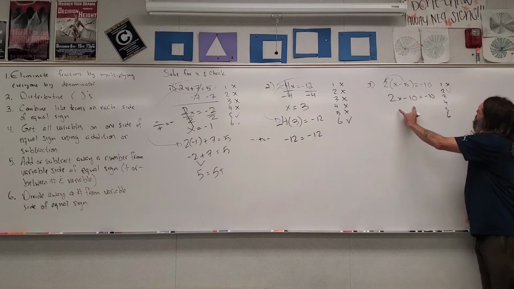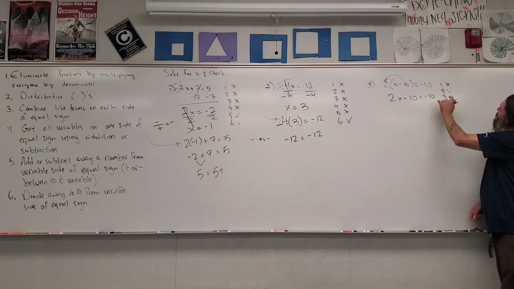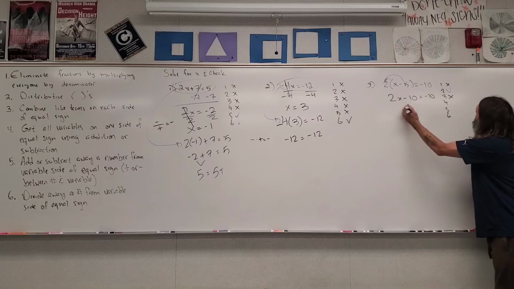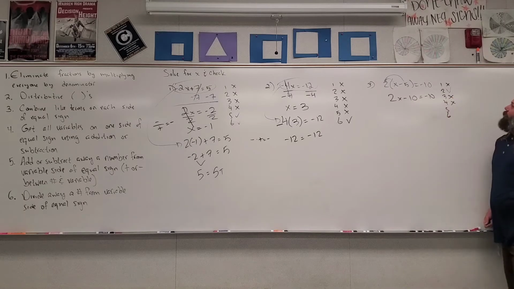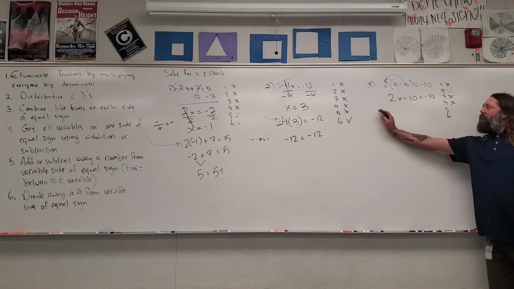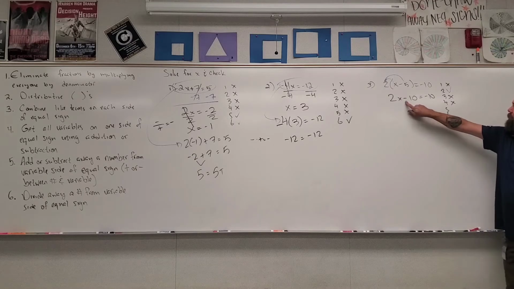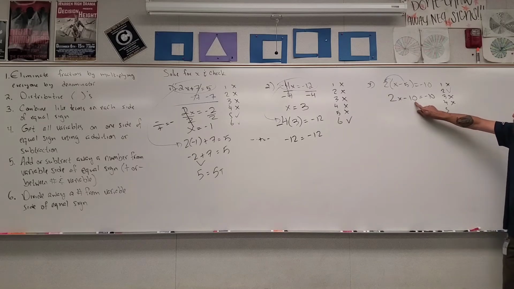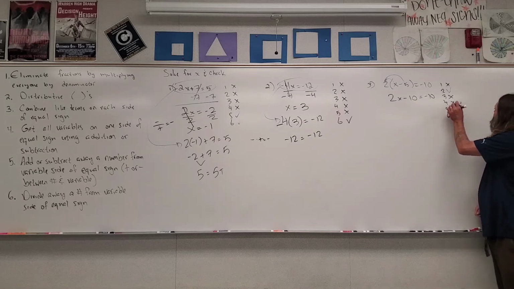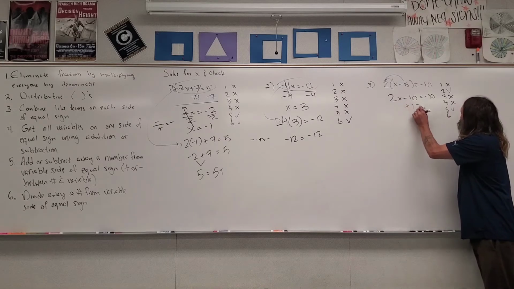Can I combine like terms on the left side? Nope. On the right side? Nope. Are all my x's on one side? They are, so I can't do that. Do I have a number on the variable side of the equal sign that has a plus or minus between it and the x? I do. The 10 has a minus between it and the x, so I can do step 5, and I'm going to add a 10 to both sides.